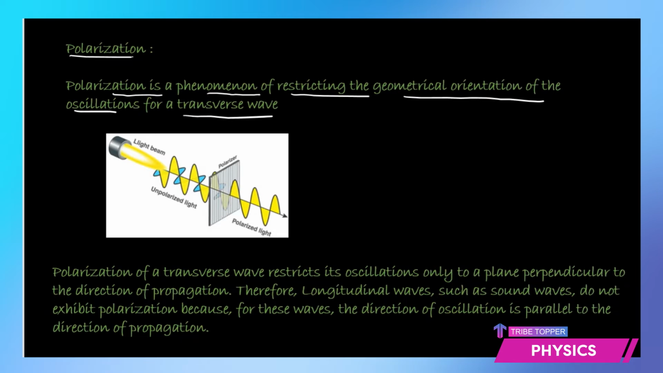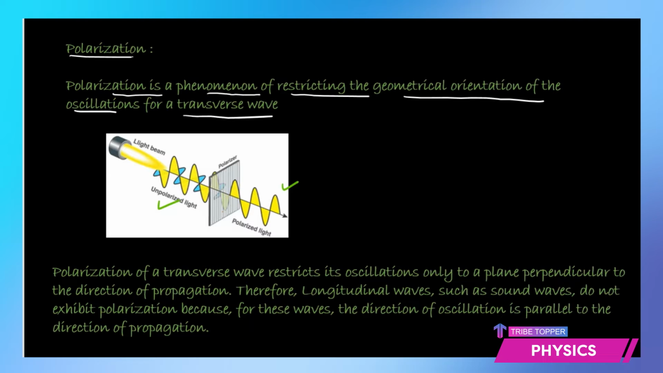Now if you pass it through a polarizer, only the component which is parallel to these slits will be easily able to pass through it. The ones which are going like this will get restricted. They get an obstacle, so they are not able to pass through it. If you look at it carefully, your unpolarized light looks like this, but your polarized light looks like this, where you have a single direction in which this is oscillating in a single plane.